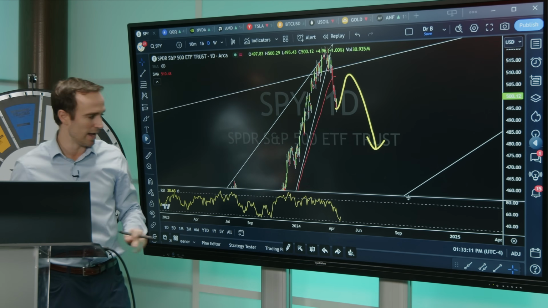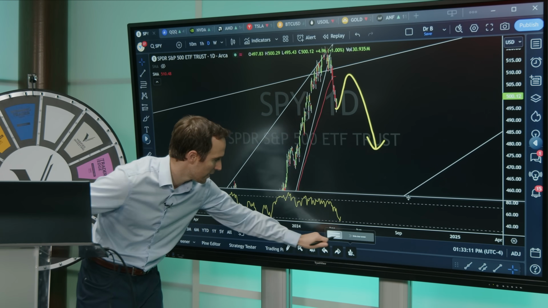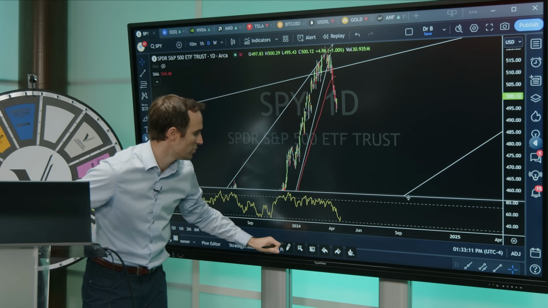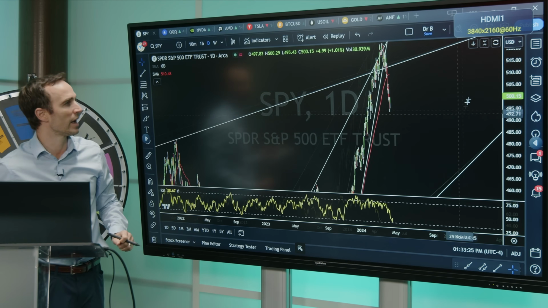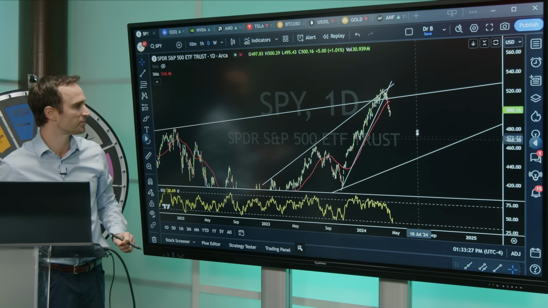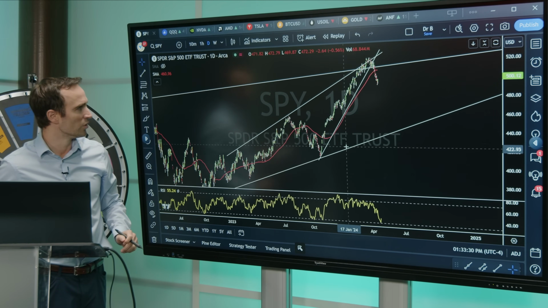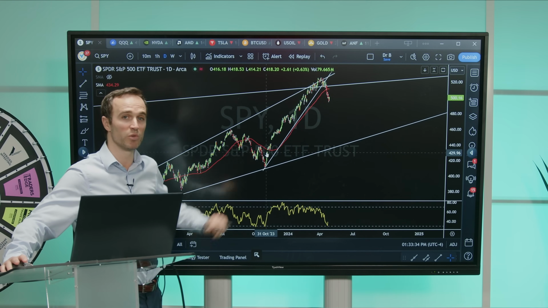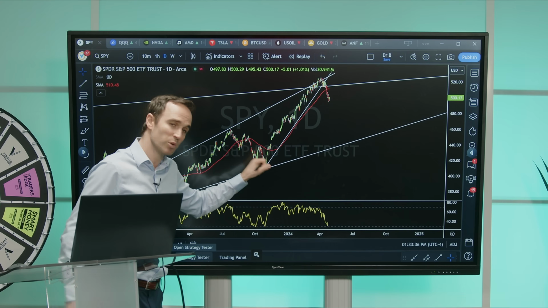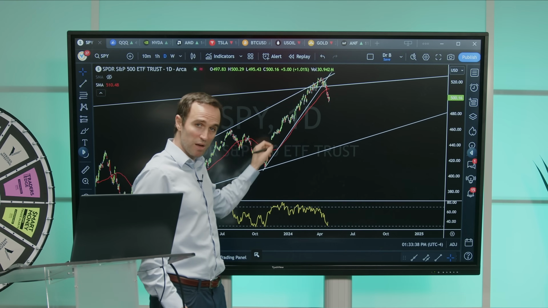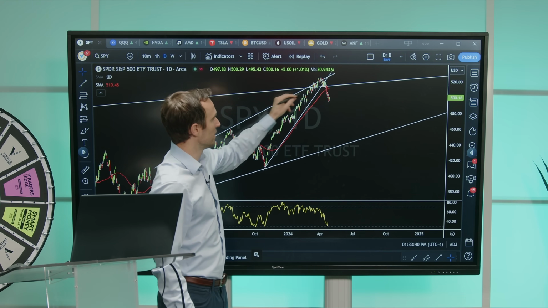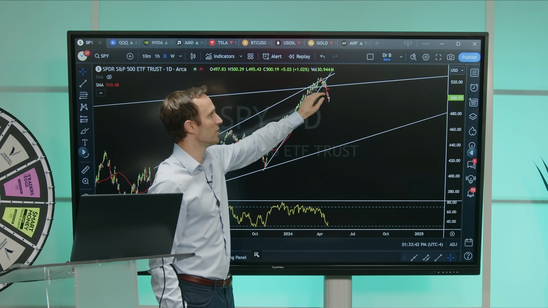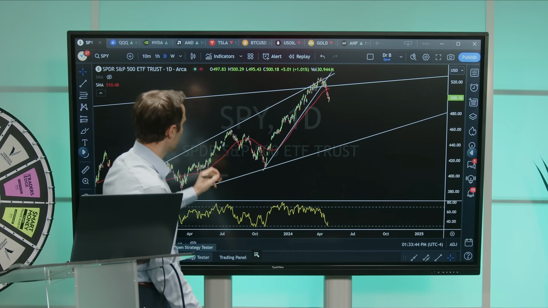So why do I say that? Well, I say that because if you look back at the 50 moving average on the daily chart, the last time we were below the 50 moving average was November 2023. Since November 2023, we've been above the 50 moving average, right? This is the first time we've broken down from the 50. And look at what usually happens.